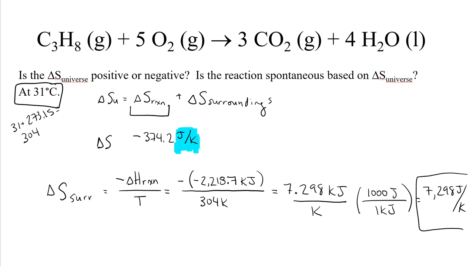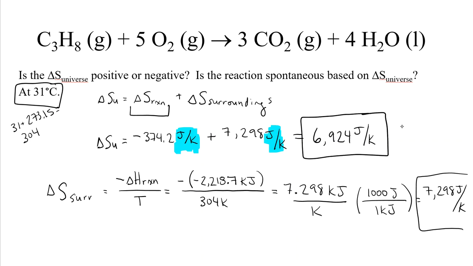So the delta S of the universe equals the delta S of the reaction, that's what we calculated on the last slide, plus the delta S of the surroundings, which was 7,298 joules per Kelvin. Again, keeping an eye on those units. The delta S of the universe for this process is 6,924 joules per Kelvin. So is the reaction spontaneous? Absolutely. It increases the entropy of the universe. Even though the reaction itself gets more ordered because we form liquid, we increase the entropy of the surroundings so much to offset that.